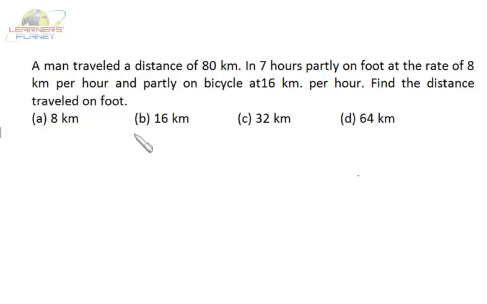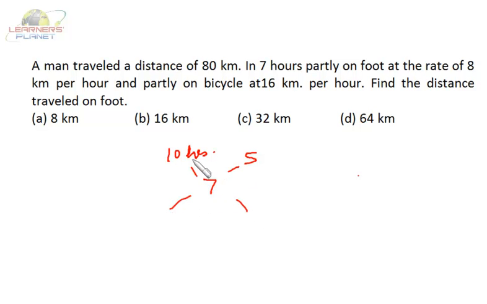Okay, now let's assume he's covering the entire distance, that is 80 kilometers, at the speed of 8 kilometers per hour. That is the distance covered on foot. So he must have taken 80 by 8, that is 10 hours. And on the other side, suppose he's covering the entire distance at 16 kilometers per hour, that is on bicycle. So he should have taken 5 hours. But actually he has taken 7 hours.